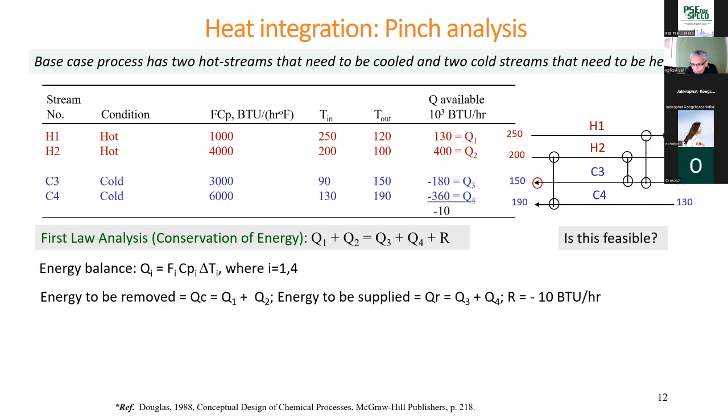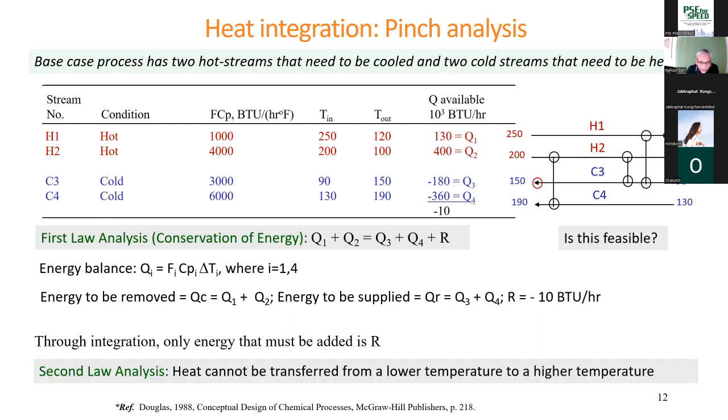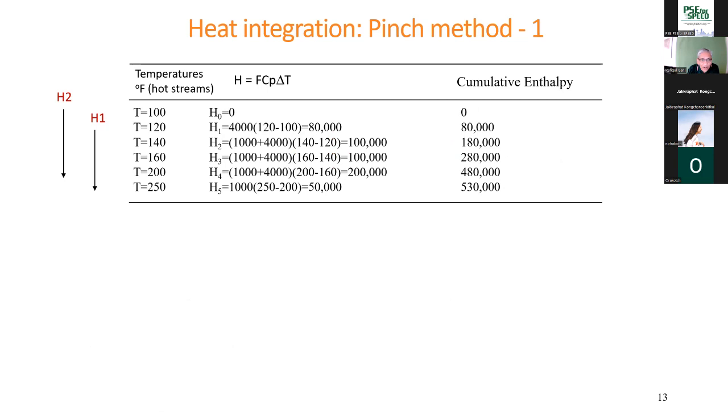The question is, is it feasible? In order to check for feasibility, we have to go back to thermodynamics again and look at the second law of thermodynamics. And the second law says heat cannot be transferred from a lower temperature to a higher temperature. So if anything happened here, where heat was transferred from the lower temperature to the higher temperature, then it is not feasible. So let's look at whether that happened or not. So now we go to the pinch analysis, the graphical one.